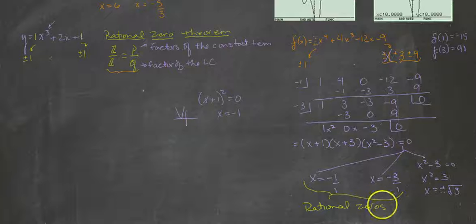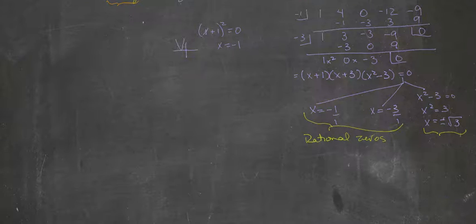But look at the other zeros. Look at what I got here. This is two zeros, plus and minus the square root of 3. These are actually called irrational zeros because the square root of 3 is an irrational number. There is no way to write this number as an integer over an integer. So these are the irrational zeros.